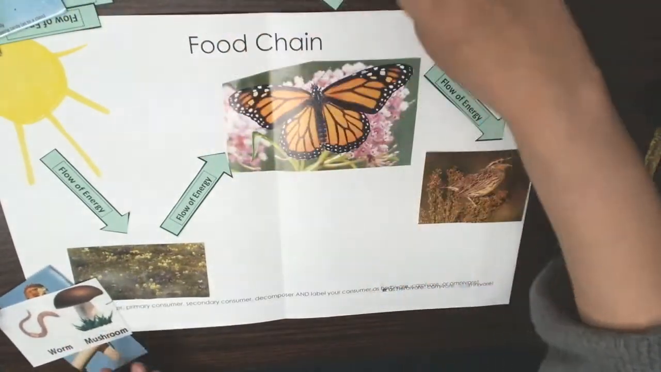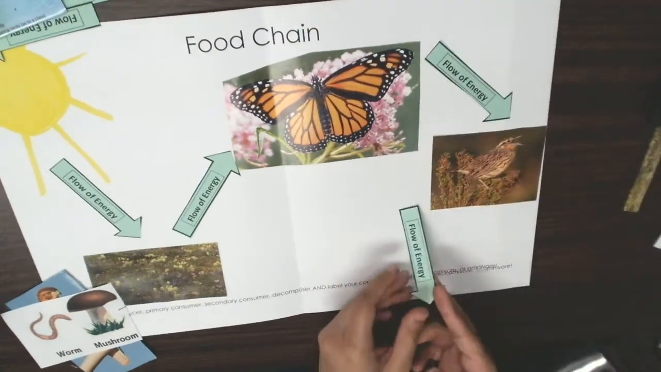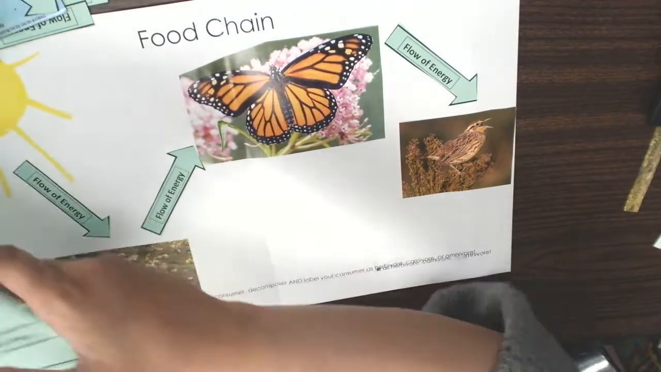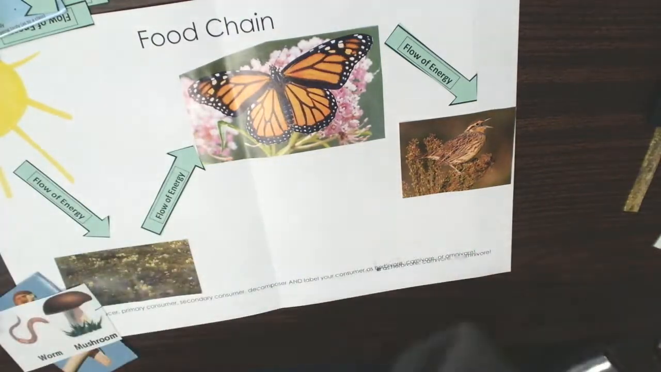Now I'm going to, now see this flow of energy isn't going to work. So that's when you use the other side of your paper and you cut out the arrow going in the other direction. Remember to keep these arrows for your project on the opposite side.